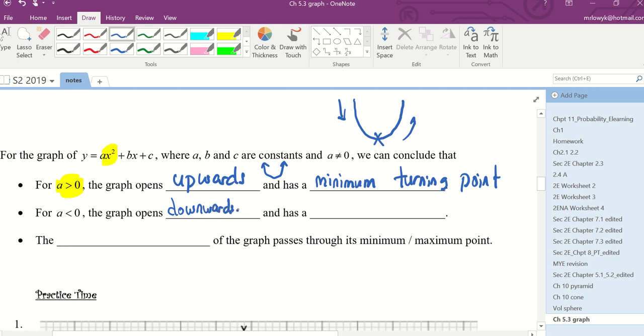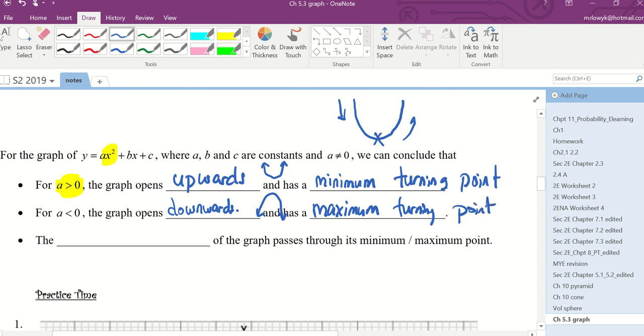Now when A is less than zero, then this is called what? The curve opens downwards. Opening downwards can also be described as an N shape going downwards. And it has what kind of point? Maximum, so write down maximum turning point.